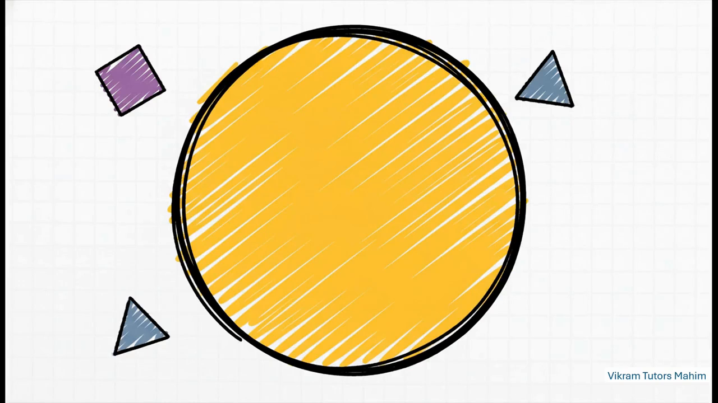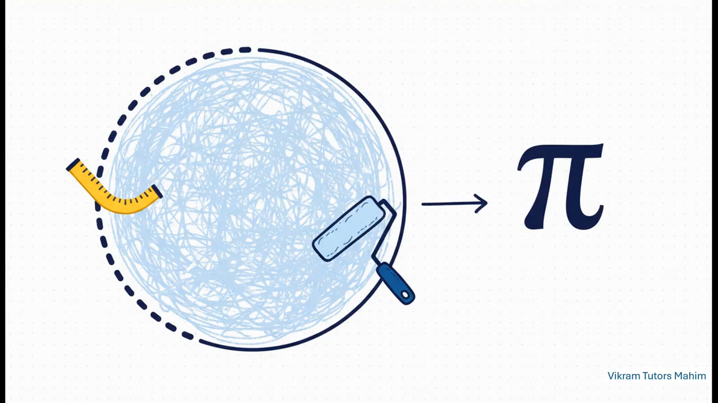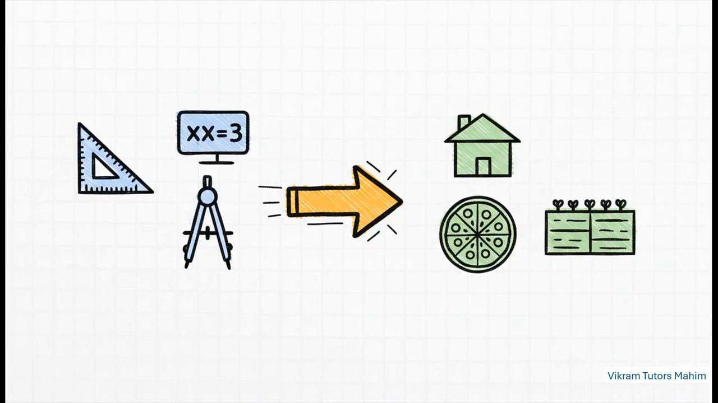Okay, now for a shape with no straight sides at all, the circle. Let's talk about it. So instead of perimeter, we say circumference. The formulas for both that and the area rely on pi. This is where it gets really fun. Let's see how these formulas actually apply to real situations.